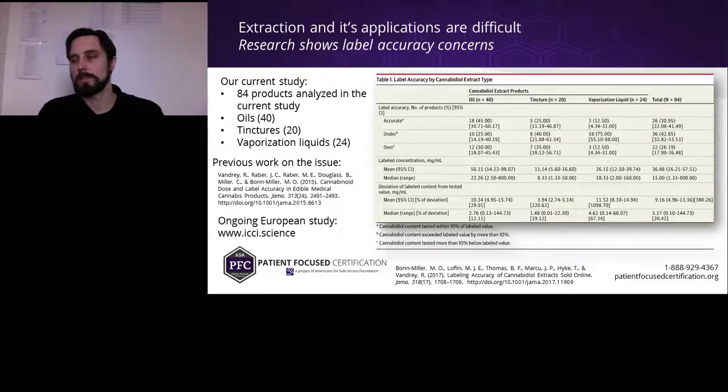What this shows is that extraction and applying it can be tricky. The more we know about solvents and the processes, the better and more consistent we can be. So we looked at THC products first, and the second team looked at CBD products, 84 of these products: oils, tinctures, vaporization liquids. As you can see, there was an issue with things being accurately labeled, under or over. In this study, you had about a 50% chance that a CBD product ordered online would match what it says, and the other 50% was split between being under and over that amount.